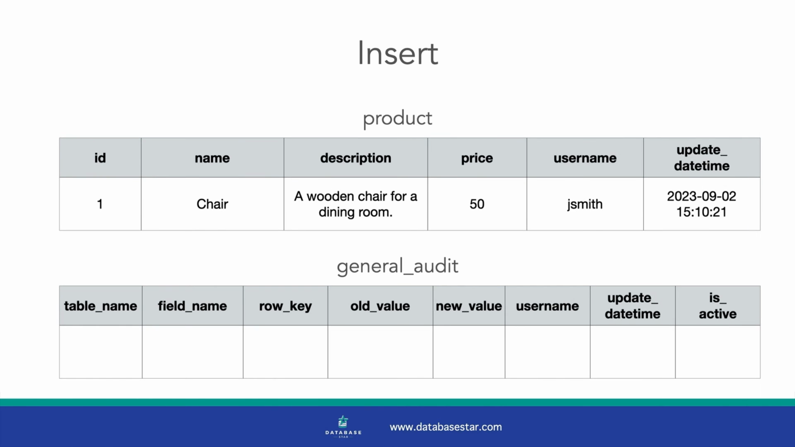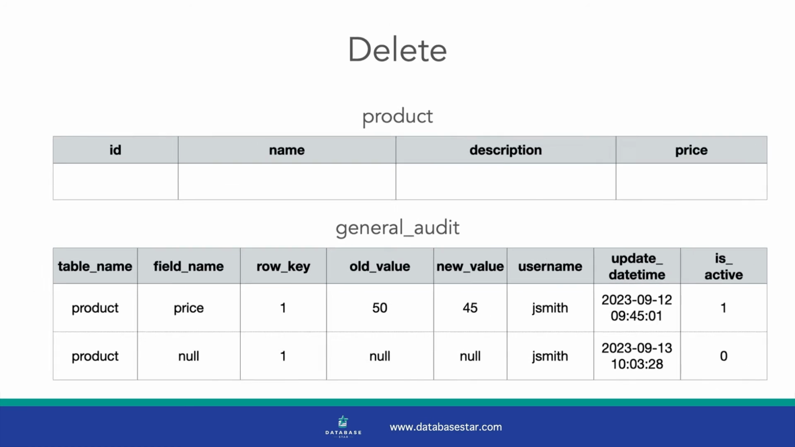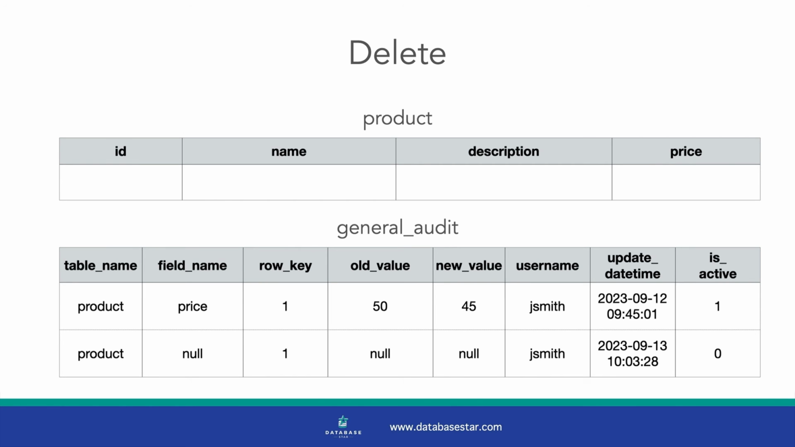If we insert data into the product table, the data goes into the product table. Nothing is added to the audit table. If we update data in the product table, the data is changed in the product table. We also insert a new row into the general audit table with the changes. If multiple values are updated, we would expect to see multiple rows in the audit table, one for each field. If we delete a row from the product table, it's removed from the product table. We also insert rows into the audit table to indicate it has been deleted.